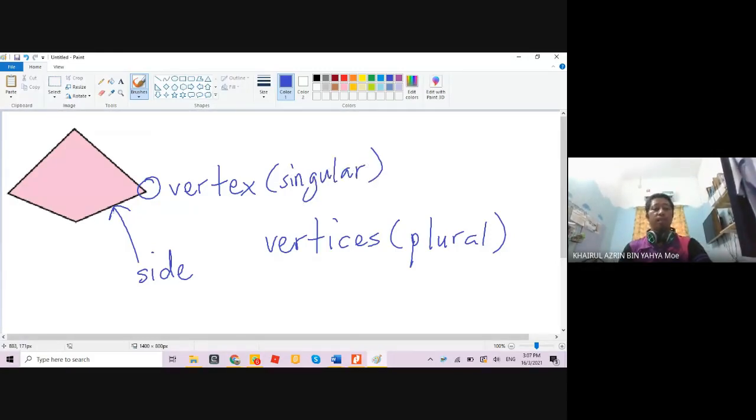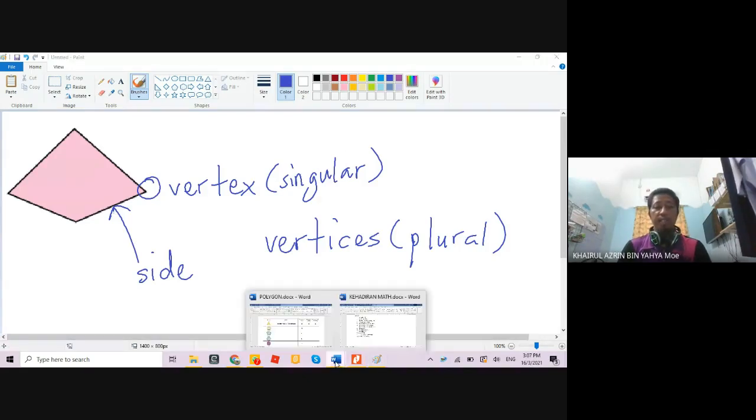So this is a vertex. Understand? This is a vertex. And in this one, there are 4 vertices and also 4 sides. 4 sides and 4 vertices. Okay, so we go back to our exercise here.